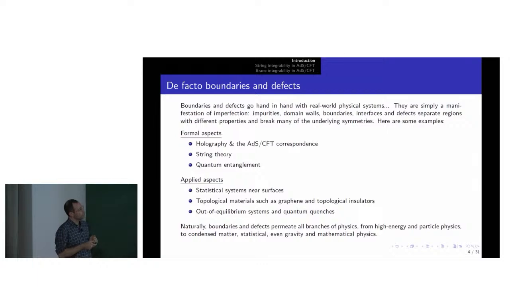And of course, quantum entanglement: maybe we have a system that is separated into two or more subsystems, and there is a surface or a defect that separates these systems. What we are interested in is finding how the degrees of freedom are reduced and give rise to entropies, etc. And then there are applied aspects, and probably the one relevant to the present work is the physics of statistical systems near surfaces, which is completely different from statistical systems not near surfaces, in the bulk.